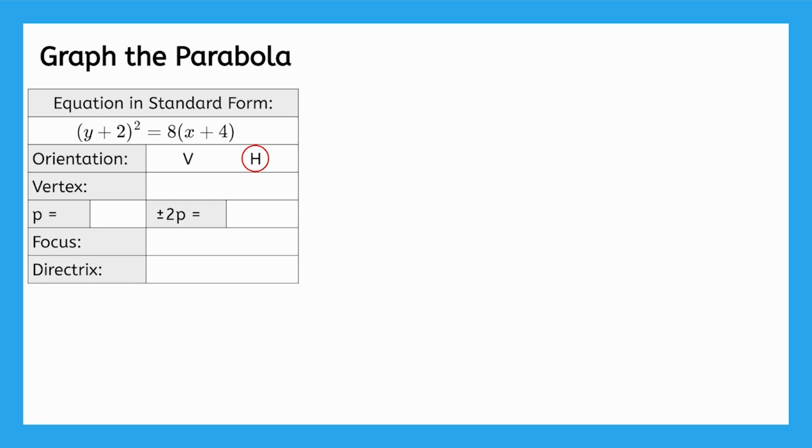Next, let's find the vertex together. Remember, h, or the x-coordinate of the vertex, is always associated with x, even if x isn't squared. That means that h is -4, and k, the y-coordinate of the vertex, is always associated with y. Since we have y + 2, k is -2, and our vertex is at (-4, -2).